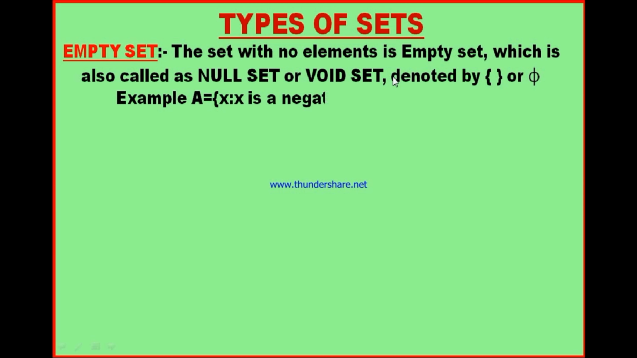Example. What is an empty set? I may give an example. A is equal to the set of x such that x is a negative natural number. Is there any negative natural number? No. Natural numbers start from 1, 2, 3, 4 and so on. In the set of natural numbers, you cannot find any negative natural number. Therefore, there is no element in this set. Therefore, it is an empty set.